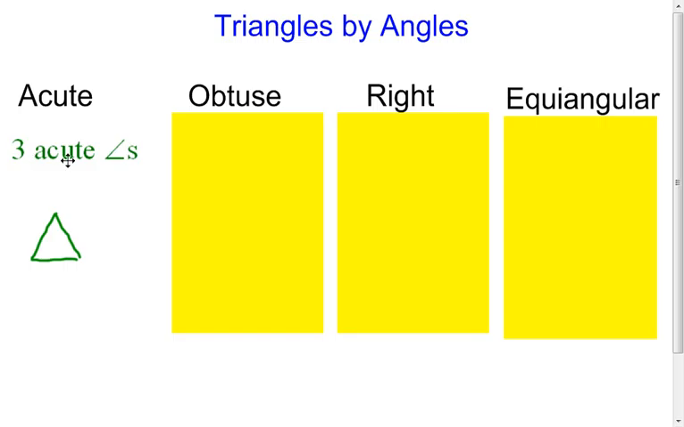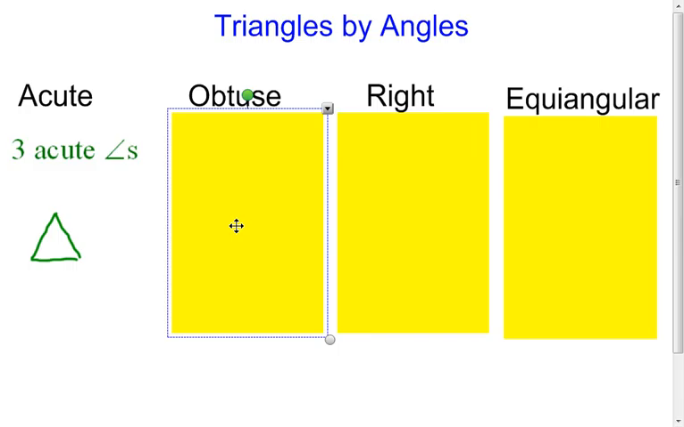In this one, all three of the angles are going to be acute. And in the picture that I have drawn here, we're going just by what it looks like. All three angles look acute, therefore I'm going to call this one an acute triangle. We could actually get a protractor out to measure them, and you'll find out that all three angles are acute.